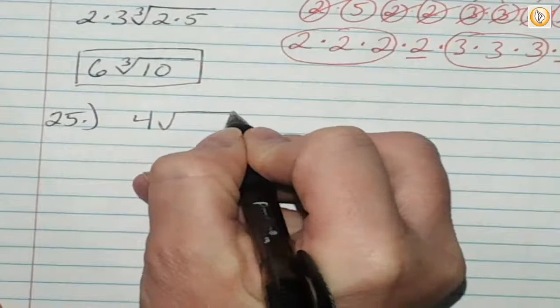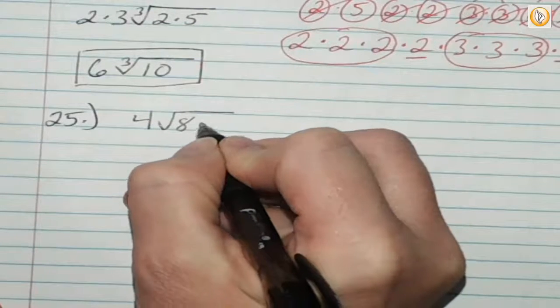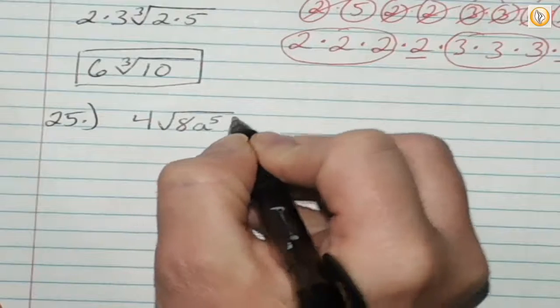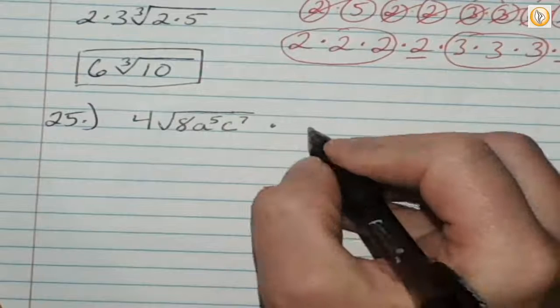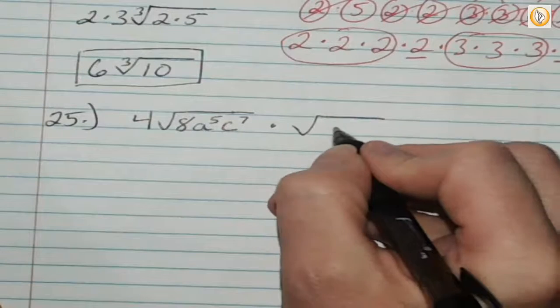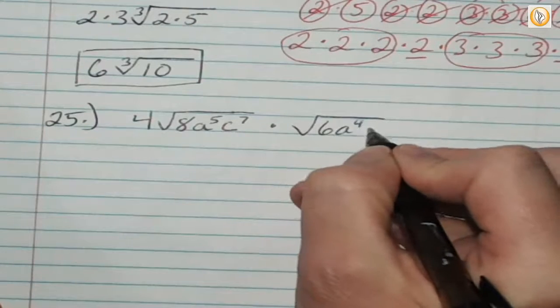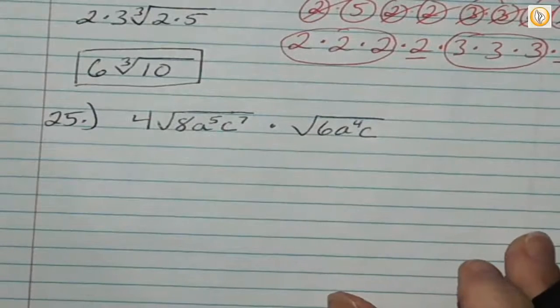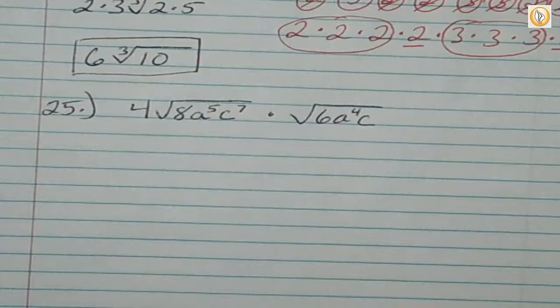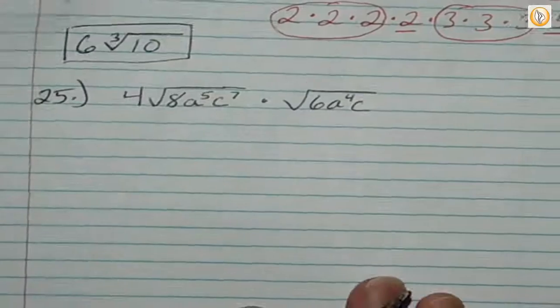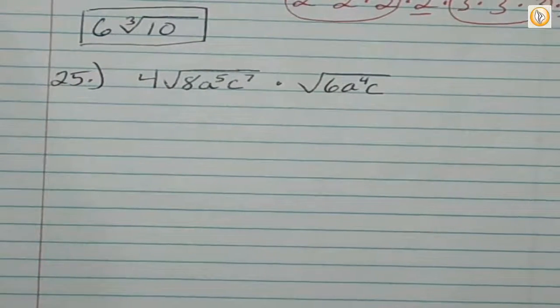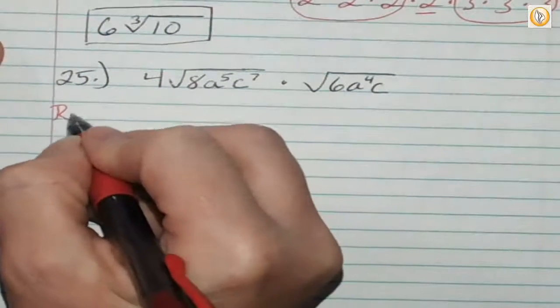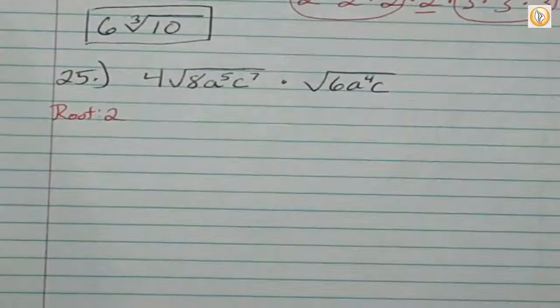4 times the square root of 8 times a to the 5th power times c to the 7th power. And then we're multiplying that with the square root of 6a 4c. Morgan, you want to try? Okay. So first of all, what's my root? 2. There you go. Your root is 2. Got to make sure you know that.